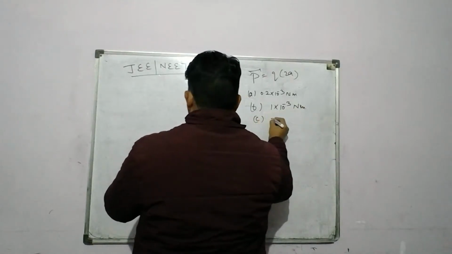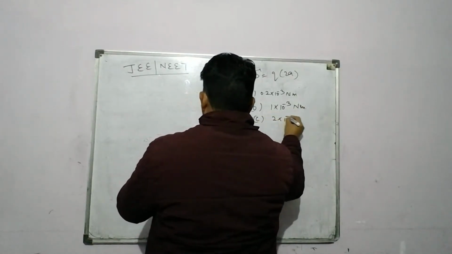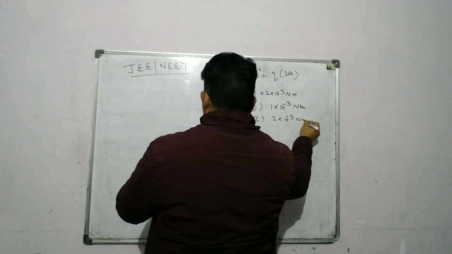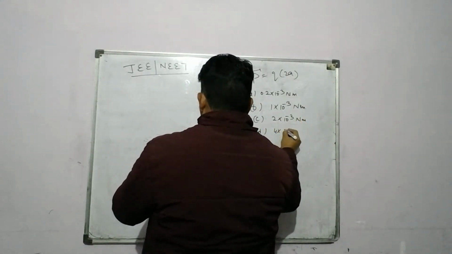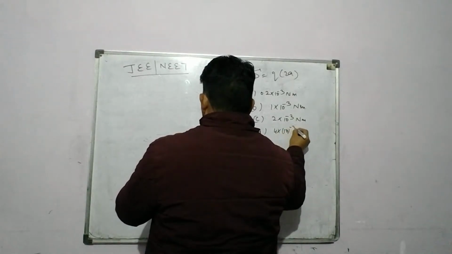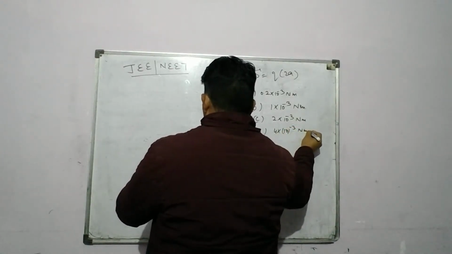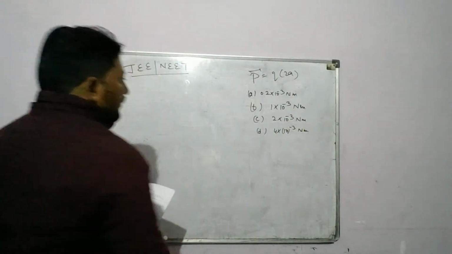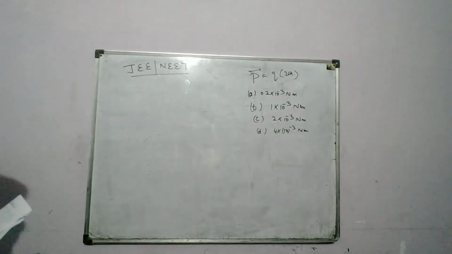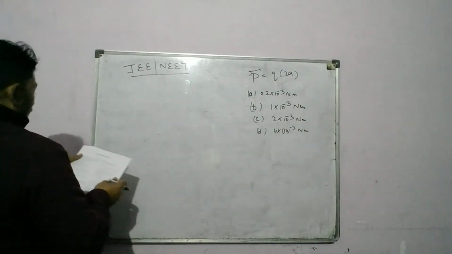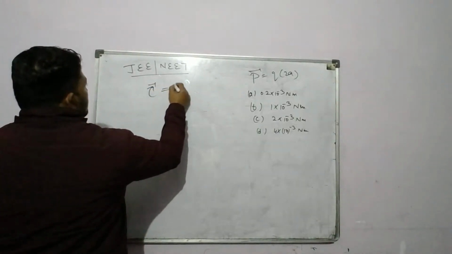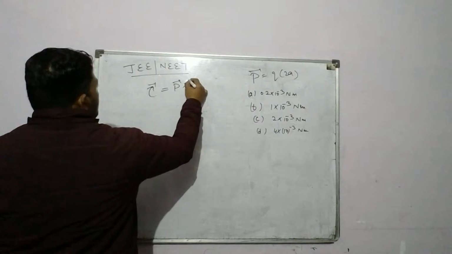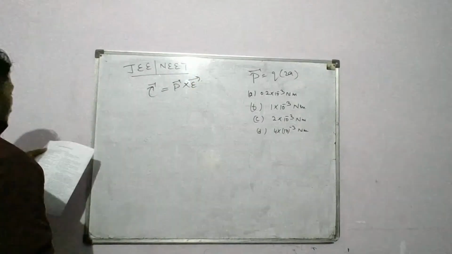C option is 2 into 10 raised to power minus 3 Newton into meter, and the D option is 4 into 10 raised to power minus 3 Newton into meter. So how to find? You know the formula: if we find the maximum torque, that is equal to p vector cross E vector. This is the formula.